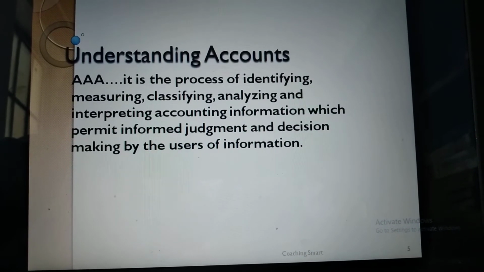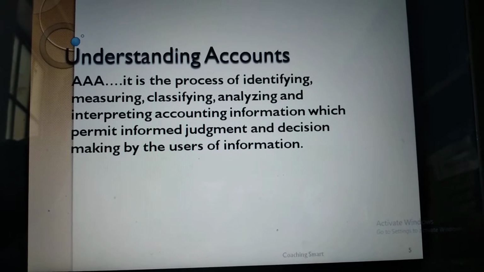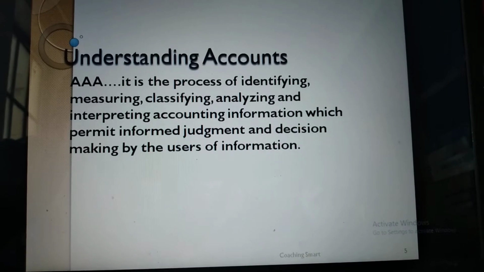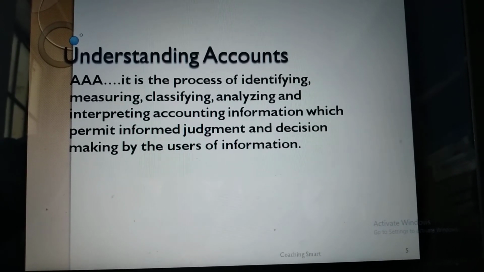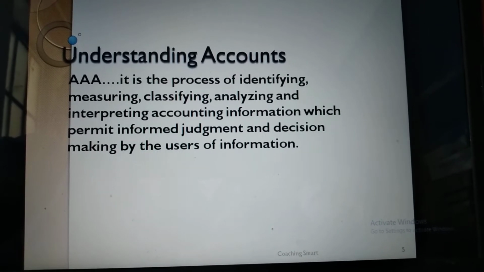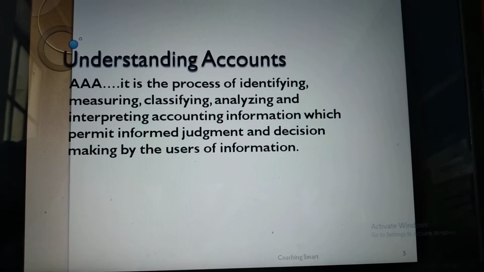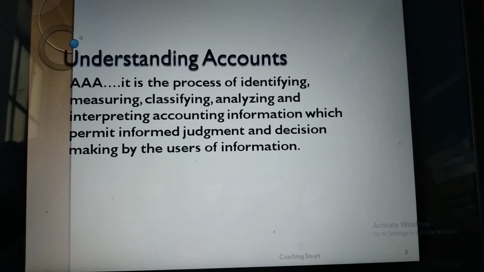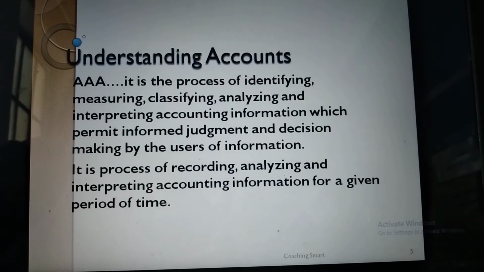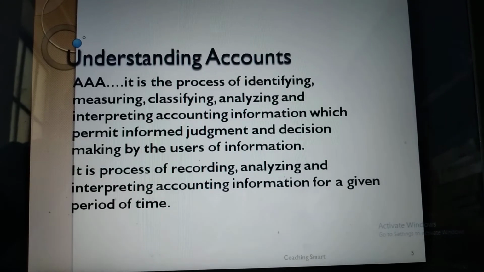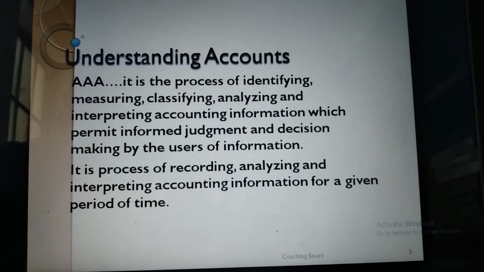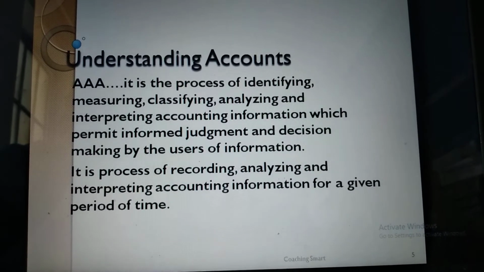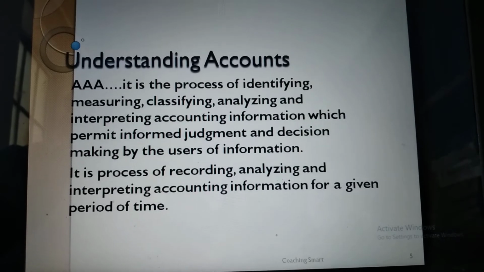According to AAA, accounting is the process of identifying, measuring, classifying, analyzing, and interpreting accounting information, which permits judgment and decision making by the users of information. To make it simplified in a summary form, we can say accounting is the process of recording, analyzing, and interpreting accounting information for a given period of time.